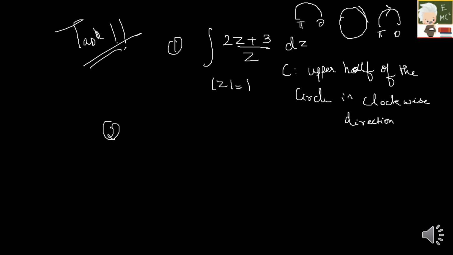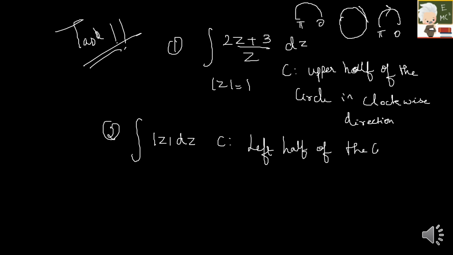And then the second question is the integral of mod z dz, and the contour is given as the left half of the circle, with mod z equal to 1. So these both are your questions. It is very easy, so you can solve it. There is one more small concept. We will see what it is.